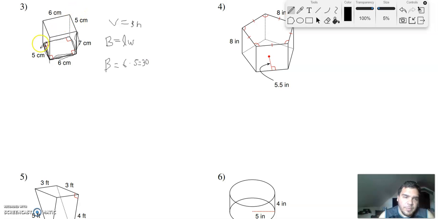This 5 is just getting repeated because it's the opposite of this. This 6 is getting repeated because it's the opposite of that. So base is 30, okay? So then we take our volume and we're trying to take the 30 and times it by our 3D height. And our 3D height in this case is 7. So it's 30 times 7, which is 210, in this case, centimeters cubed.